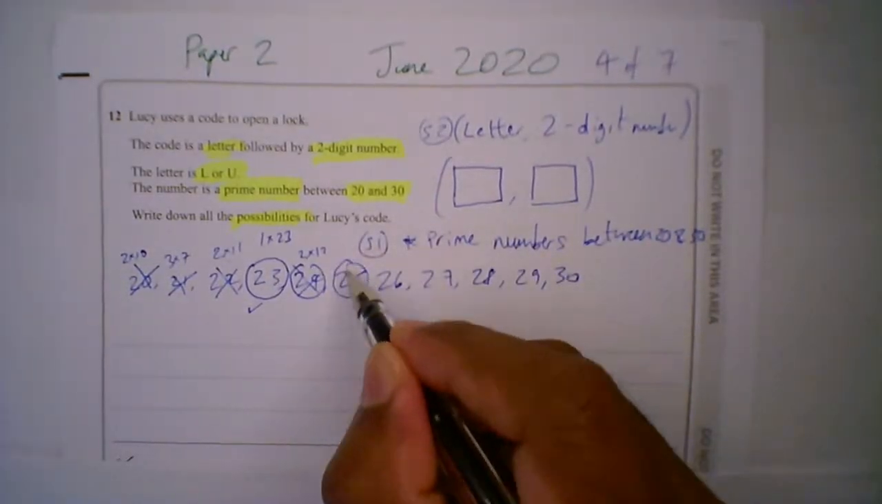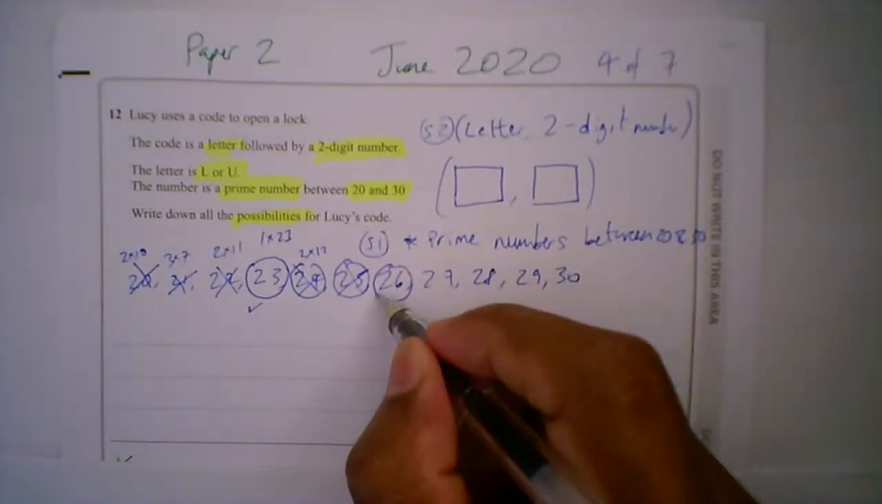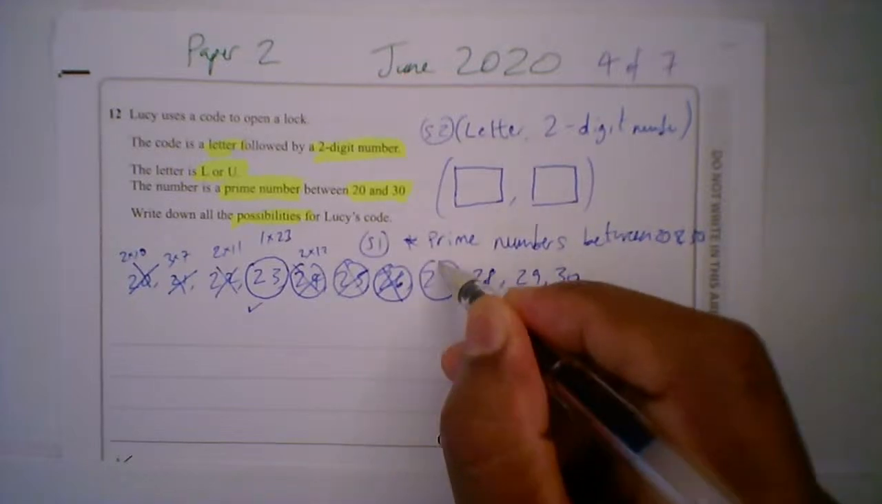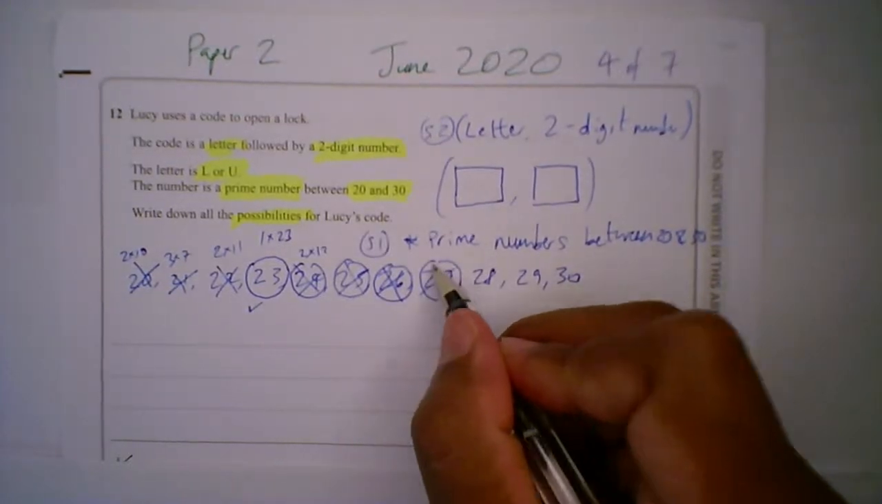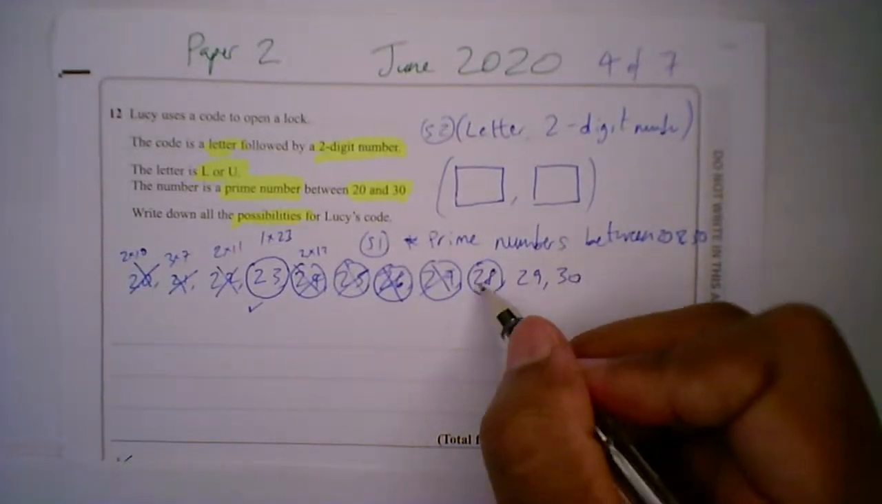5 goes into 25. So this is not a prime number. 26 is an even number. So 2 goes into this one. 27, 3 times 9. And so this is not a prime number. 28 is an even number, 2 times 14.